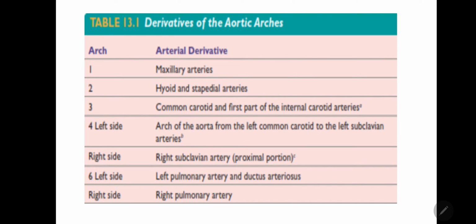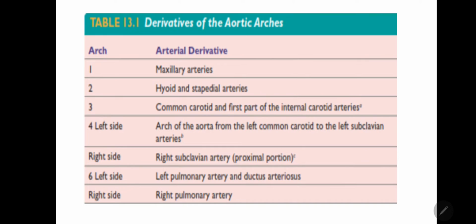So you can summarize the derivatives of the aortic arches. The first aortic arch forms and disappears, leaving only maxillary arteries. The second arch also appears and disappears, leaving the hyoid and stapedial arteries as a remnant. The third aortic arch, which is large, forms the common carotid artery and first part of internal carotid artery, and the external carotid artery appears as a sprout from this third aortic arch artery.